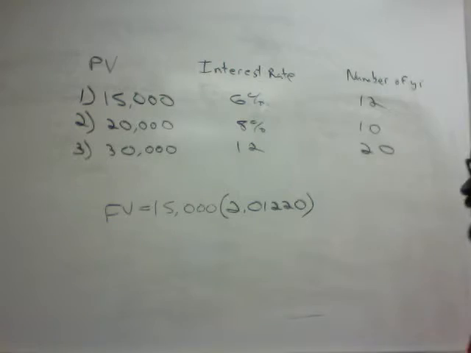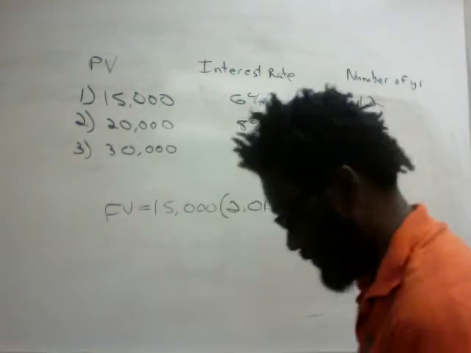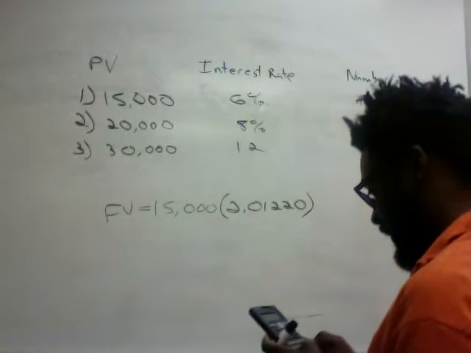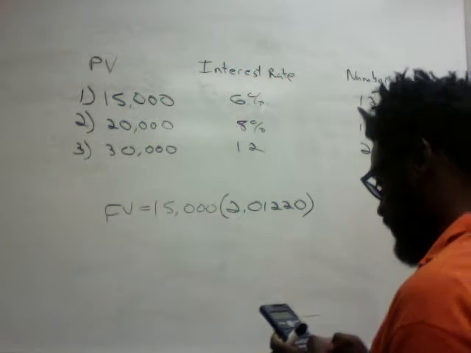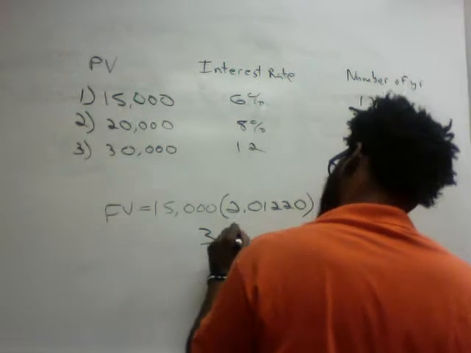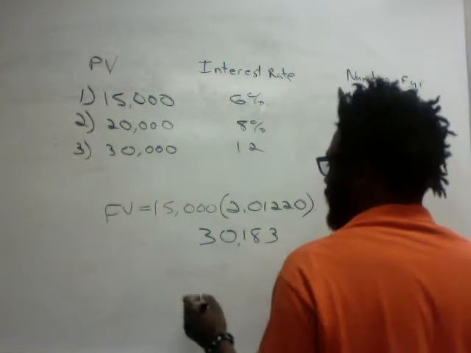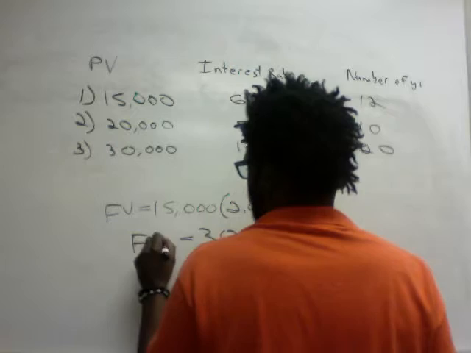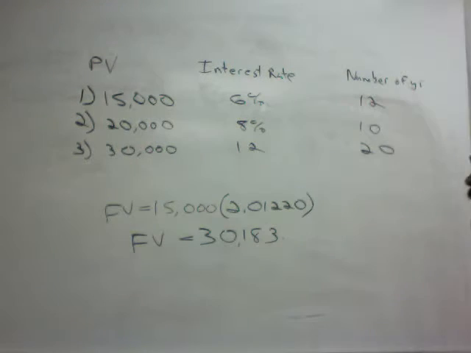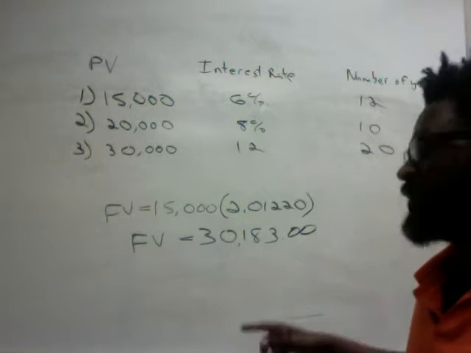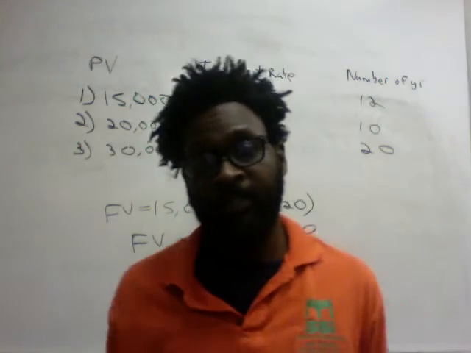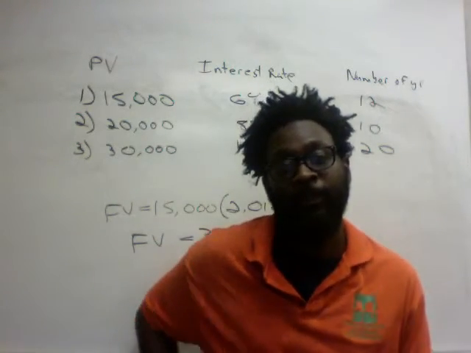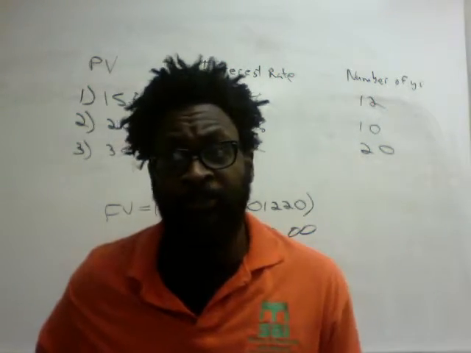Really, really easy. And of course, if we take the 15,000, multiply it times 2.01220, we get 30,183. And it may be off a few cents, but at this point, who's counting? This is where we're going with it. And of course, if it is off a few cents, it's because of the rounding of the decimal. Okay? So those are two alternative ways that you can utilize to calculate your present value and your future value.